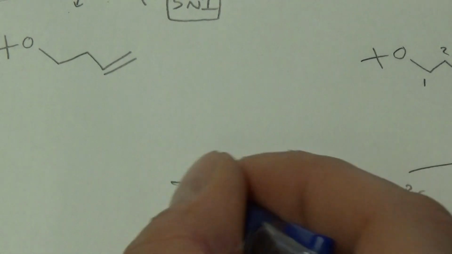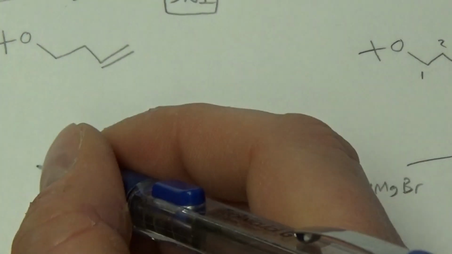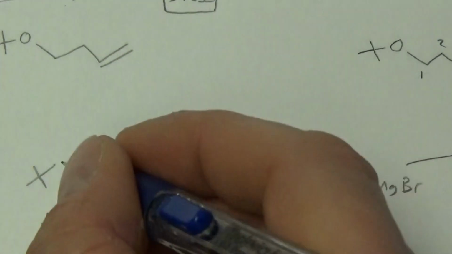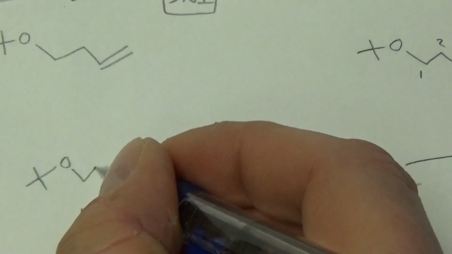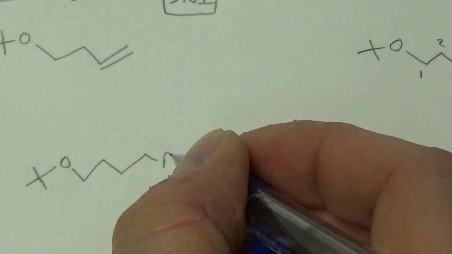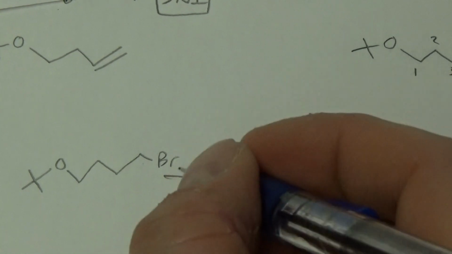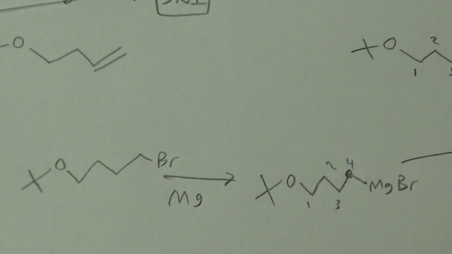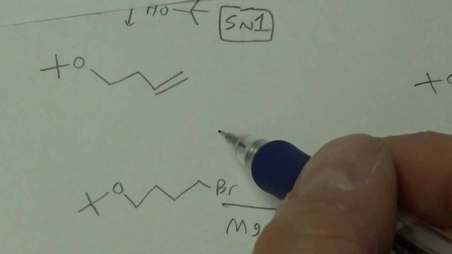How do you make a Grignard? You do it from the bromide. One, 2, 3, 4, Br. Cool. What's the reagent? Mg. Cool. So now all we got to do, I mean, we're very close now.